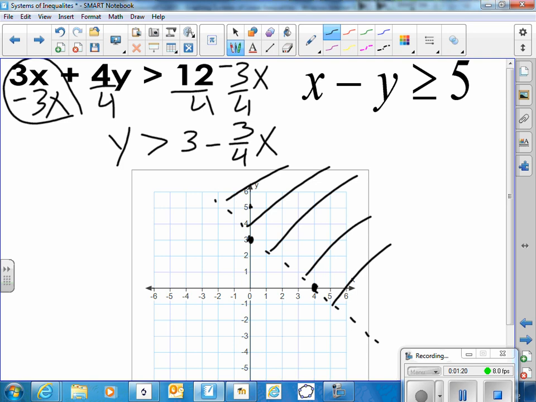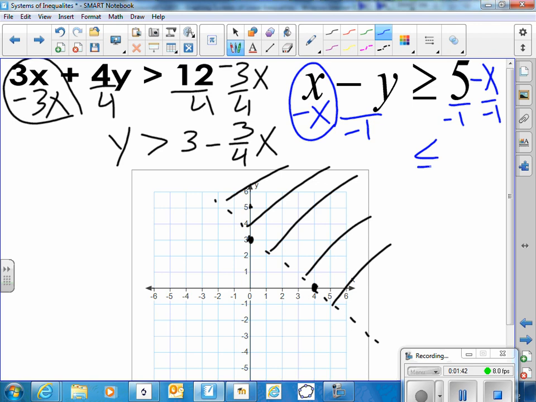In the other inequality, I will subtract an x from each side. So negative y is greater than or equal to 5 minus x. Let's get that to be positive. When I divide by a negative, then the inequality sign reverses direction. A positive divided by a negative is negative, and a negative divided by a negative is positive.